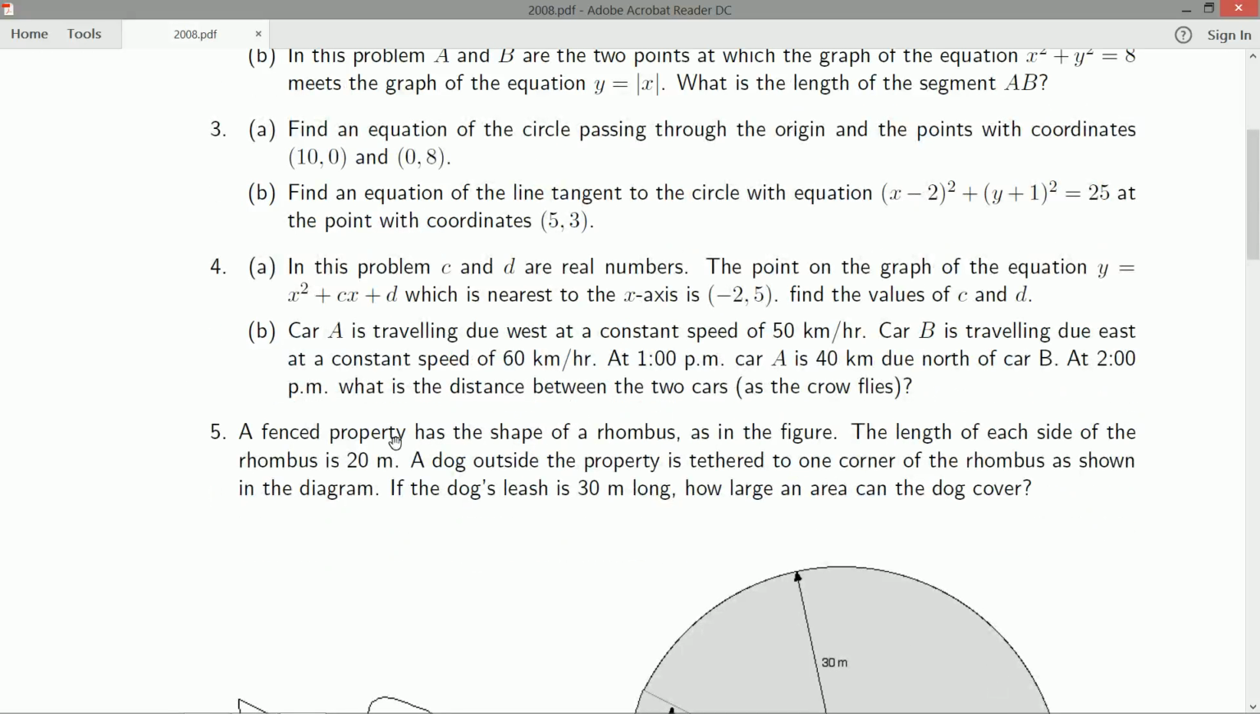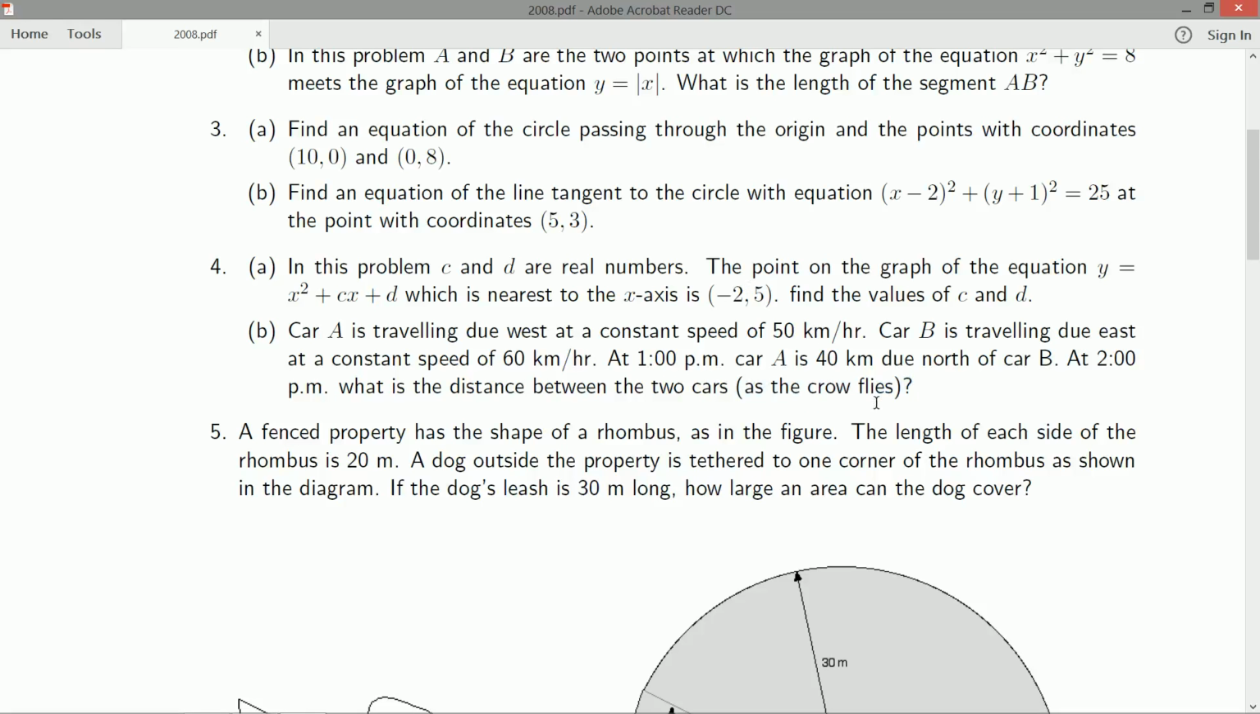Okay, 4B. Car A is traveling due west at a constant speed of 50 kilometers per hour. Car B is traveling due east at a constant speed of 60 kilometers per hour. At 1 p.m., car A is 40 kilometers due north of car B. At 2 p.m., what is the distance between the two cars, as the crow flies? As the crow flies just means in a direct line.